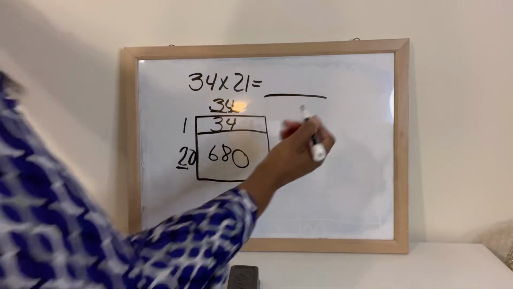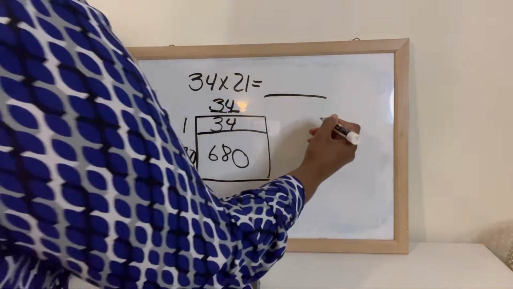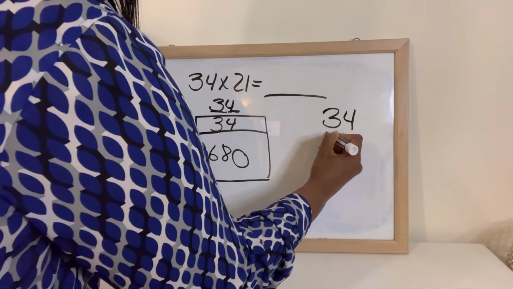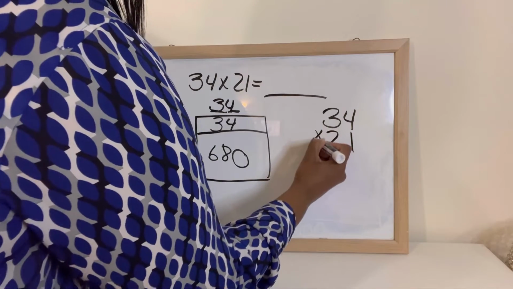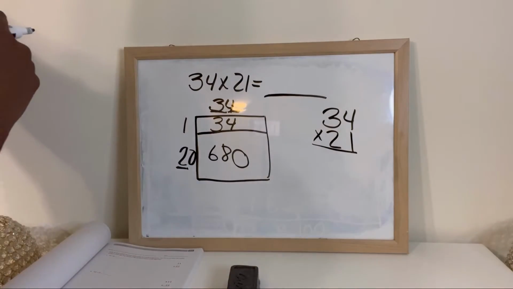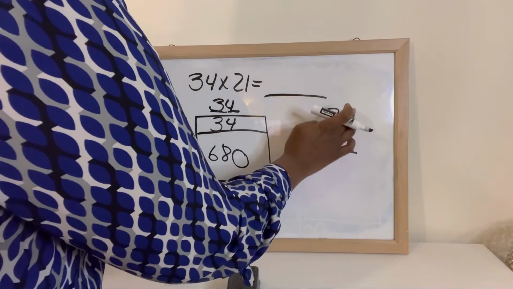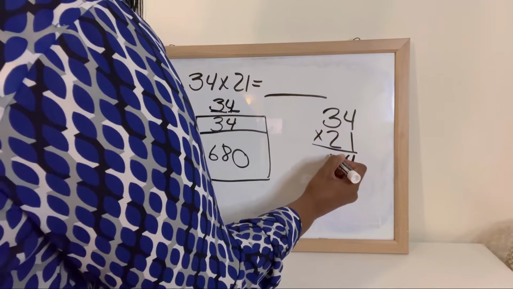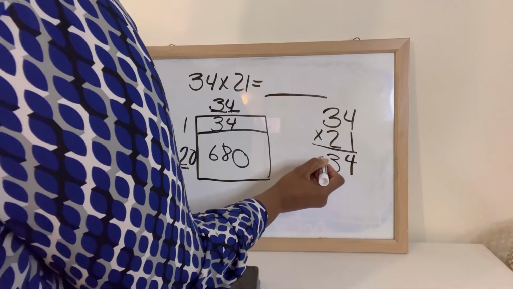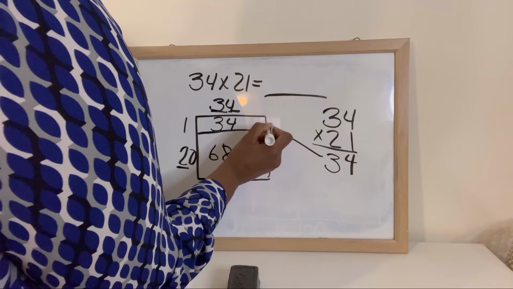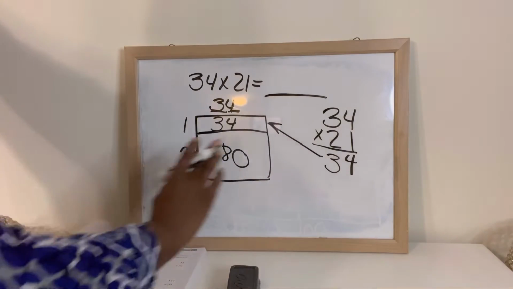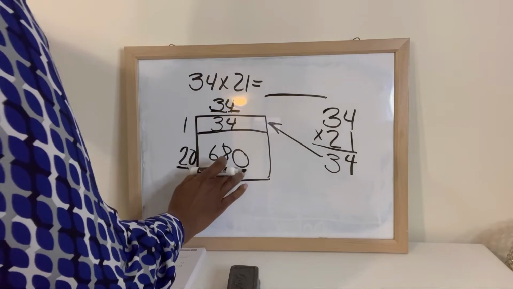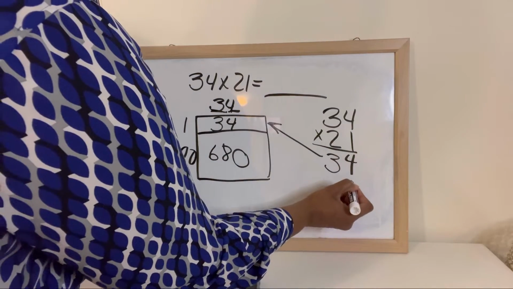So the standard algorithm is the way we learned, parents, the way you and I learned. So that would be 34 times 21 written vertically like this. And then we would do 1 times 4, 1 times 3. And then they want you to draw lines to show that the partial products match. So we were able to make a match there. The same way we start with a 0 here, we're starting with a 0 here.